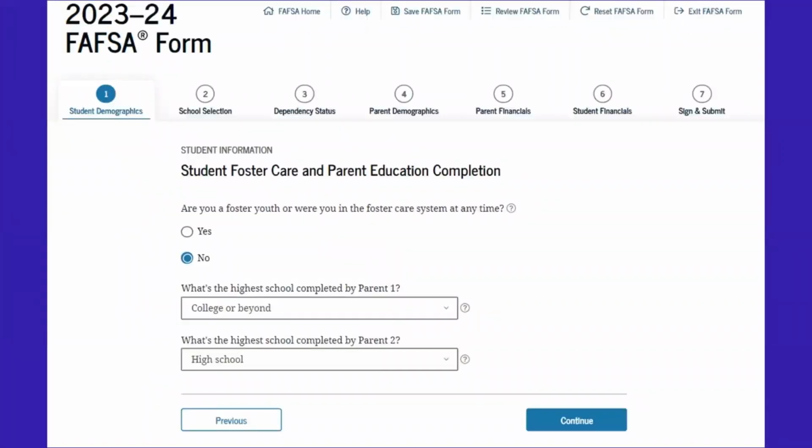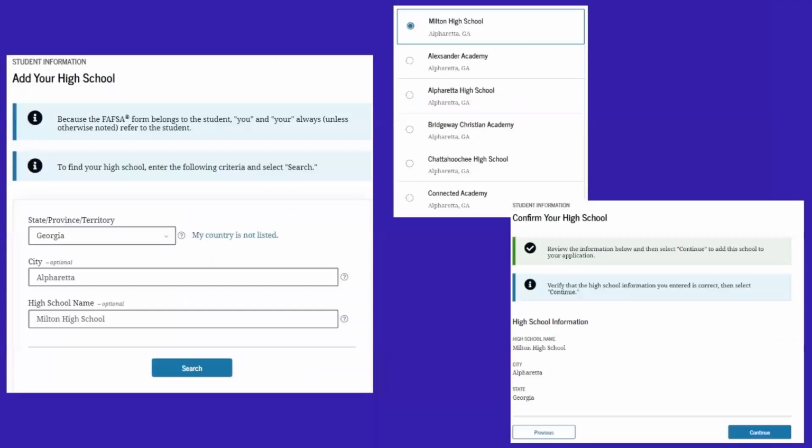All right, now they're going to ask a little bit of information about the family. They want to know if the student was in foster care at any time. Because this group is intended for students who are living with their parents, I'm going to assume that the answer to that is no. So we would put that in there. And then they're asking for the highest level of school completed by each of the parents. So it could be college and beyond, it could be high school, it's whatever your level of education is, and you can just choose that from a drop-down menu.